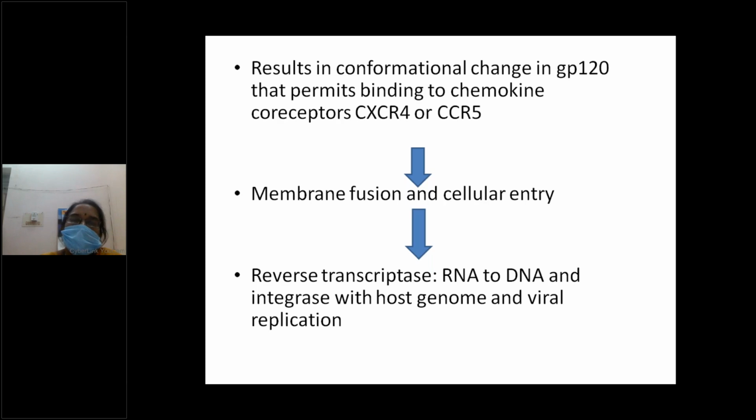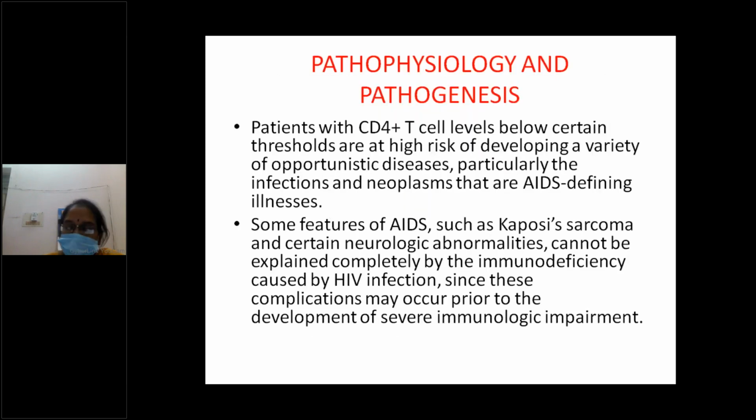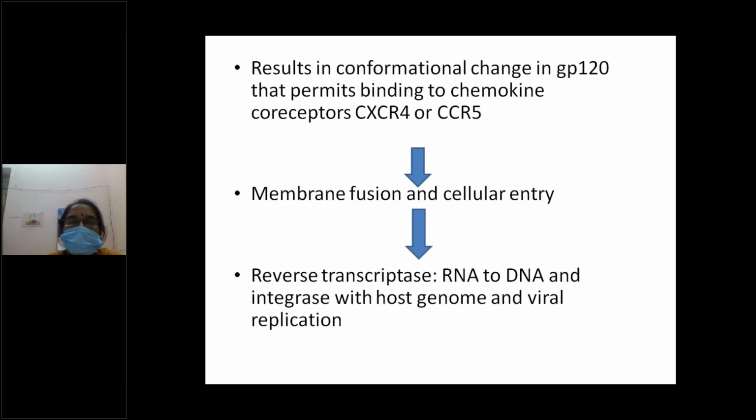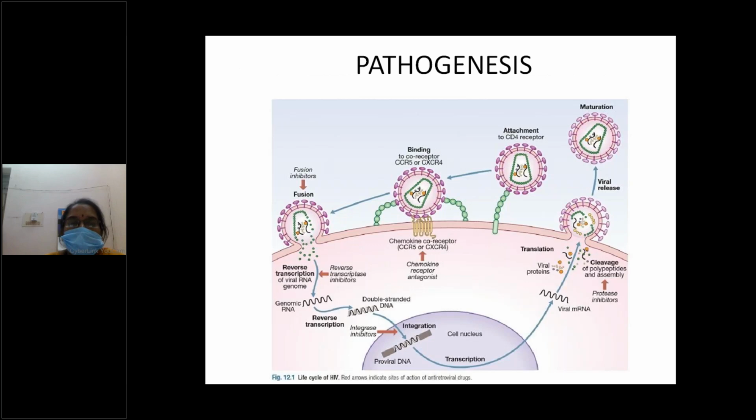This results in membrane fusion and cellular entry, and there is the reverse transcriptase enzyme which converts RNA to DNA and integrates with the host genome, and there will be viral replication. These antiviral drugs, antiretroviral drugs, act at different levels depending on this pathogenesis, like fusion inhibitors and integrase inhibitors. So you can see the picture at various levels.